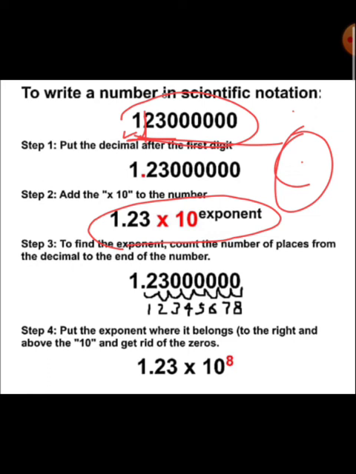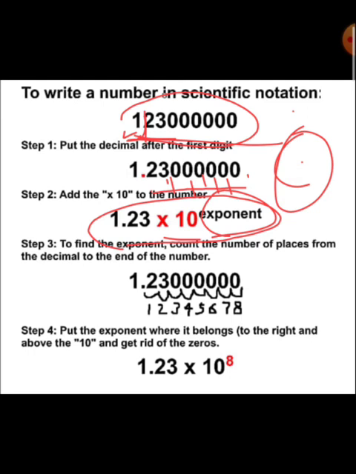Write the 1.23 only and then multiply by 10, and here we write the exponent. And what will be the power? The power will be the digits after the decimal. Count the digits after the decimal. How many digits here? 1 2 3 4 5 6 7 8. It is 8.